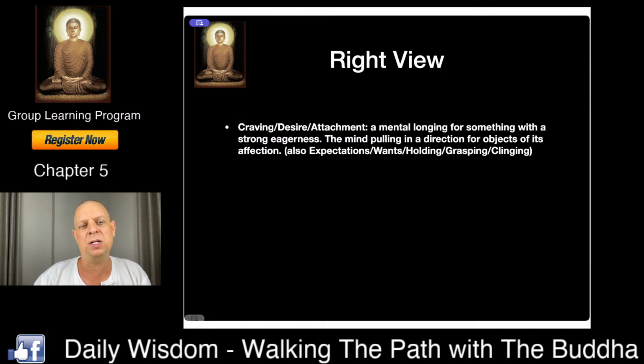Then I shared with you the definition of craving, desire, attachment: this mental longing, strong eagerness, the mind pulling in the direction of the objects of its affection. We use craving, desire, attachment, but also expectations, wants, holding, grasping, clinging, or other ways to explain this. Essentially, it's the mind's unquenchable thirst, where the mind thinks that the next new shiny object waiting around the corner is going to provide some lasting satisfaction. So the mind chases it and chases it and chases it. This is what craving, desire, attachment is.